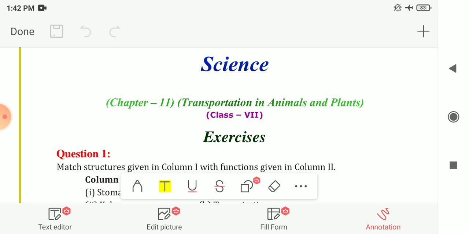And we had also seen that the process of removal of waste produced in the cells of animals is called excretion. Then we had seen the different parts of the excretory system. Kidneys, ureters, urinary bladder and urethra are the organs of the excretory system in humans which work together for the process of excretion.